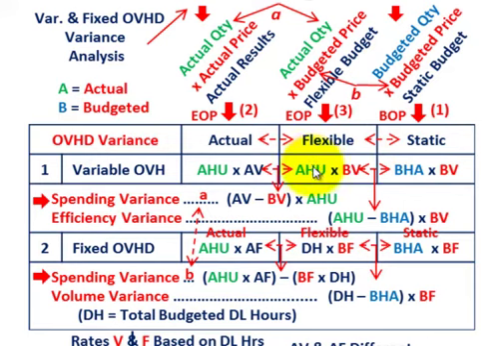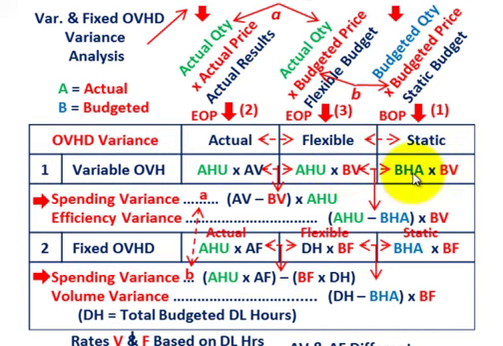So what we had for our flexible amount was those actual hours used from our actual amount here times the budgeted variable rate from our static budget. And then for our static amount, it's just going to be the budgeted hours allocated or allowed for our variable overhead for the period times some budgeted variable rate.